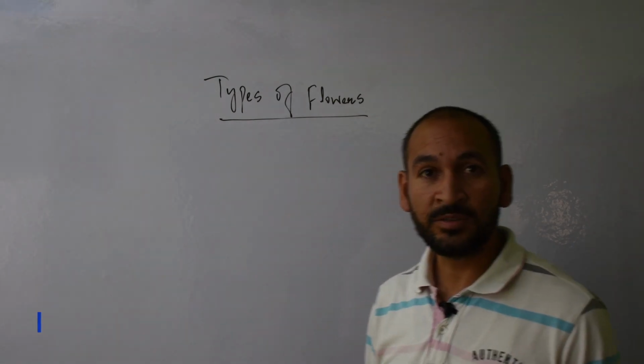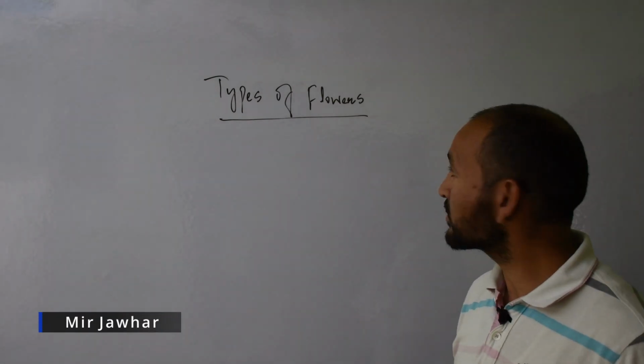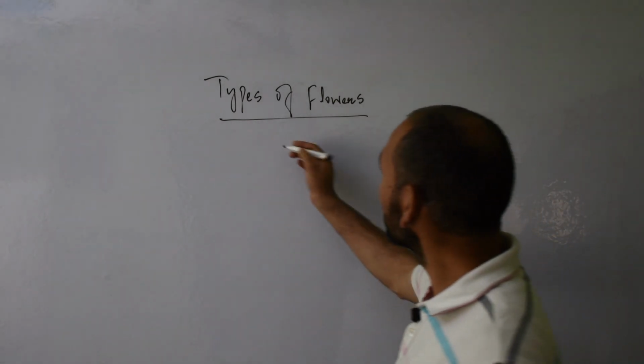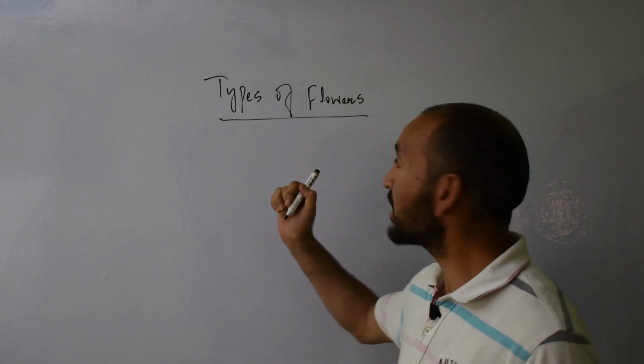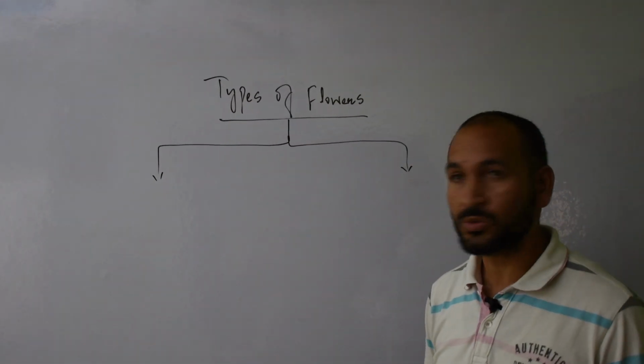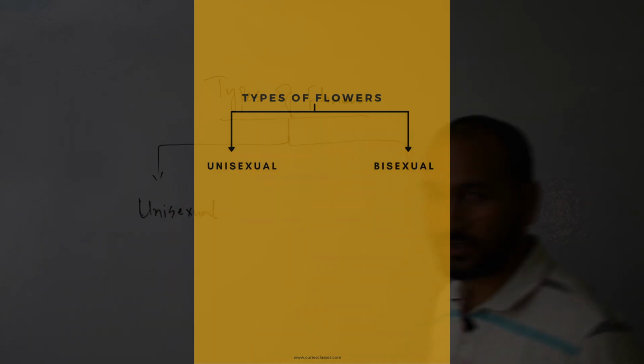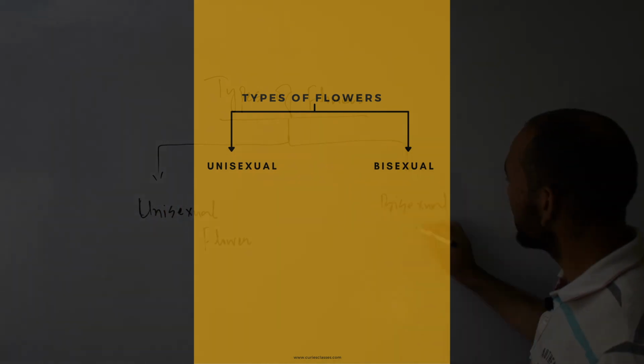In the last lesson, we got to know what the structure of a flower is. Now, we are in a position to discuss the types of flowers. In general, there are two types of flowers. One is the unisexual flower. The other is the bisexual flower.